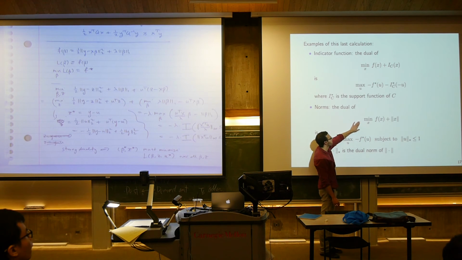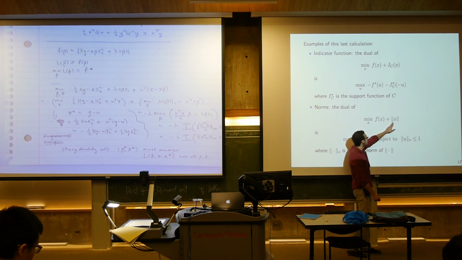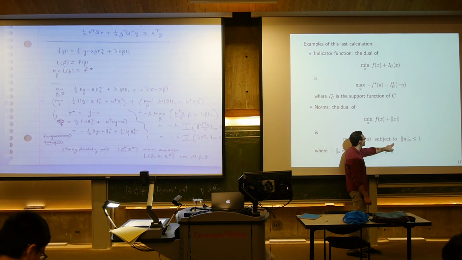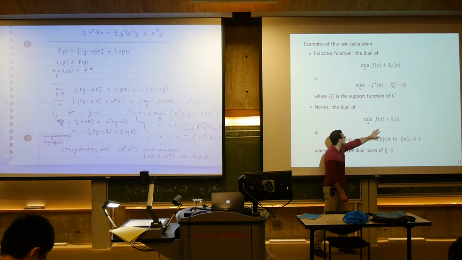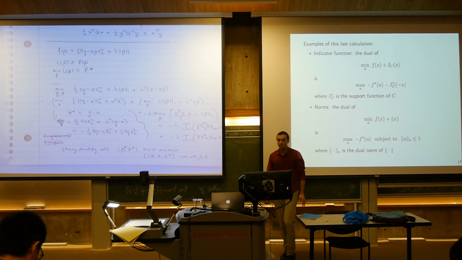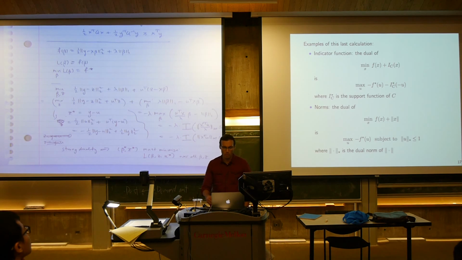The flip side of this is that the dual of this problem is this guy. I have to take the conjugate of this, which gives me the negative conjugate of this, which gives me the indicator that u has dual norm less than or equal to 1, and take the negative conjugate of f at u. Okay, so it's just some nice forms to remember in general.